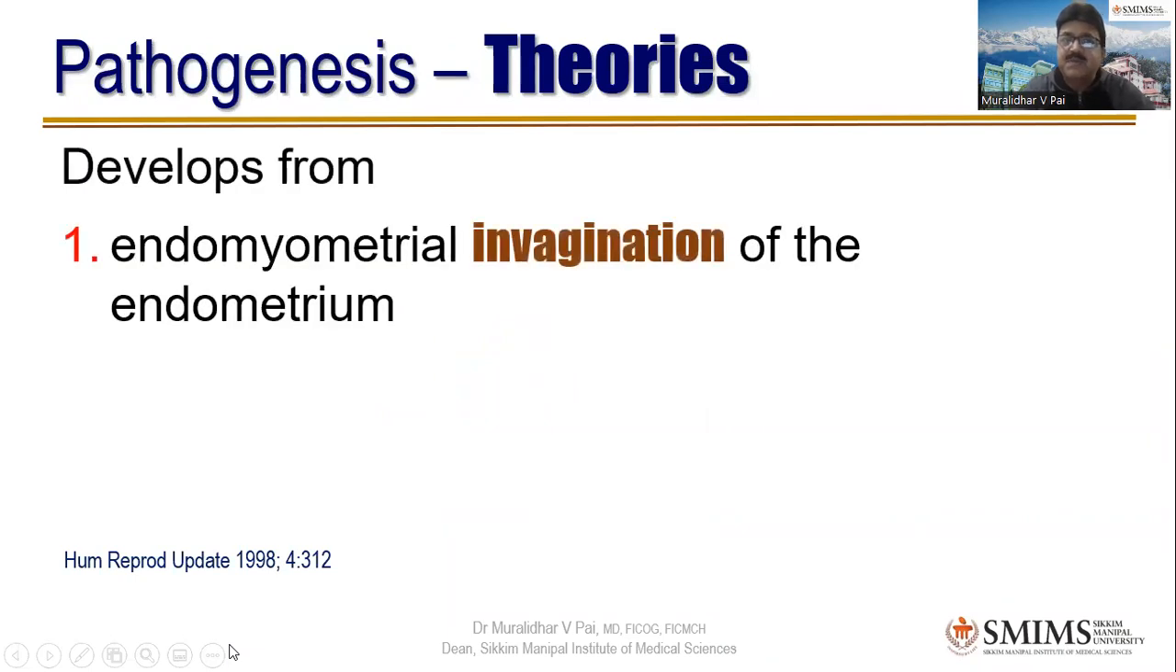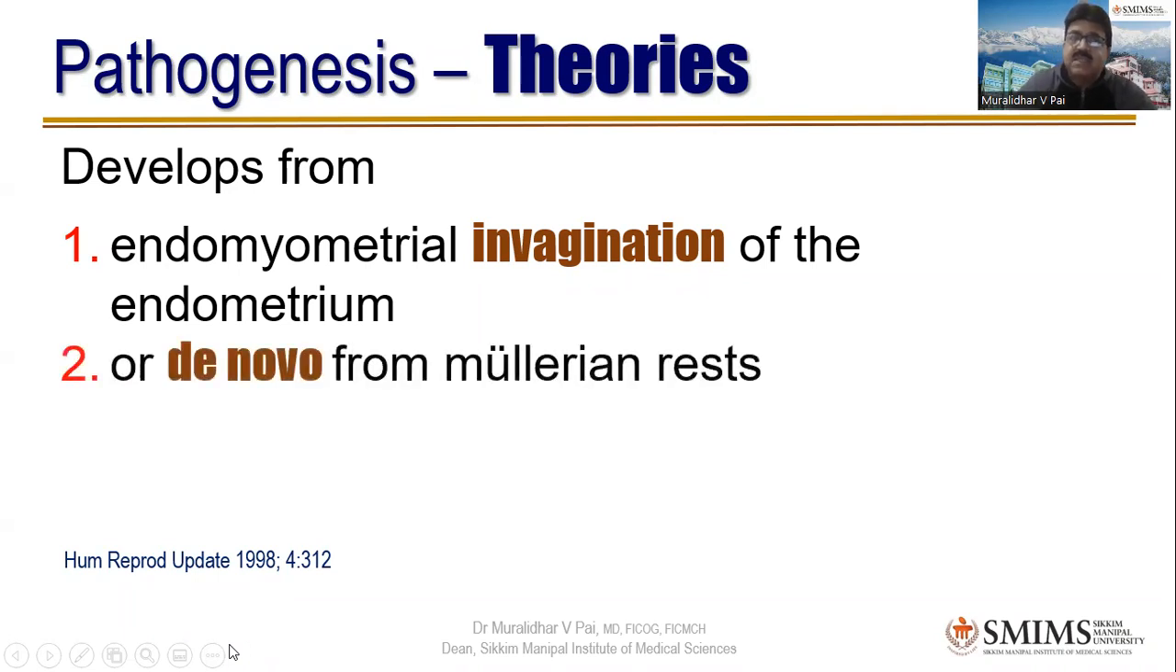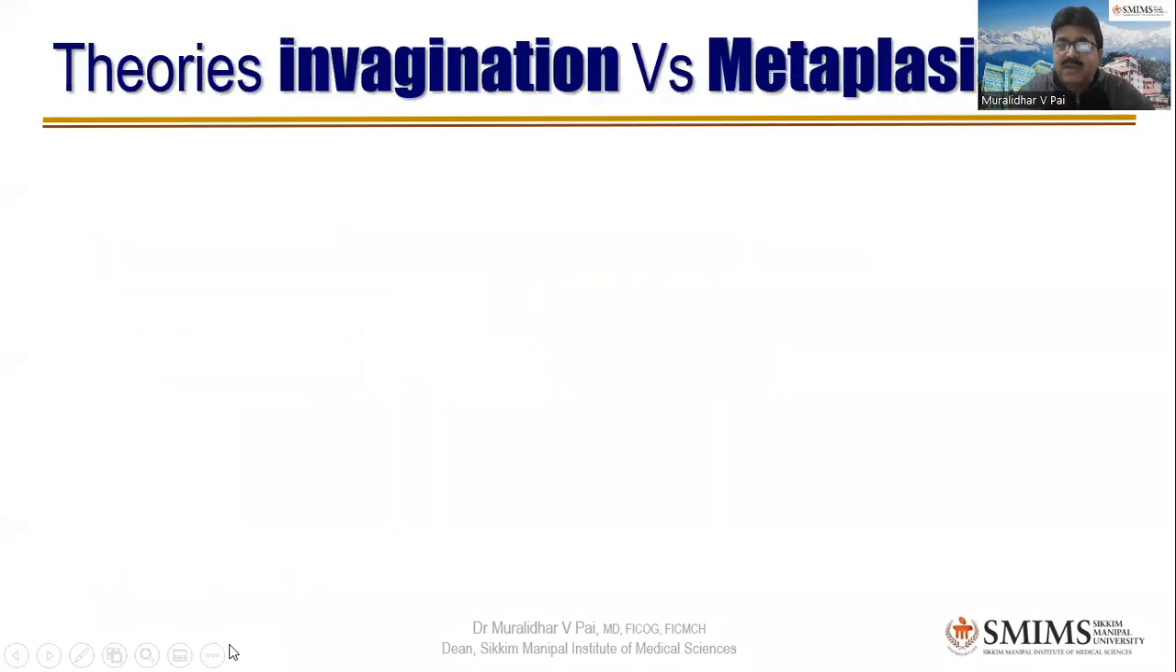Number one is it develops from endometrial invagination instead of implantation. The implantation theory is nothing but the retrograde menstruation, wherein the endometriotic tissue is sprayed onto different parts in the pelvis, starting from ovary to the uterosacrals to the whole peritoneal layers. Whereas here, it is not like that. It is invagination. It goes inside into the myometrium. Number two is de novo Mullerian rest, something like the serosal metaplasia theory of endometriosis. Here also, the Mullerian tissue probably has the capacity to transform itself into endometrial tissue. And that's called de novo Mullerian rest.